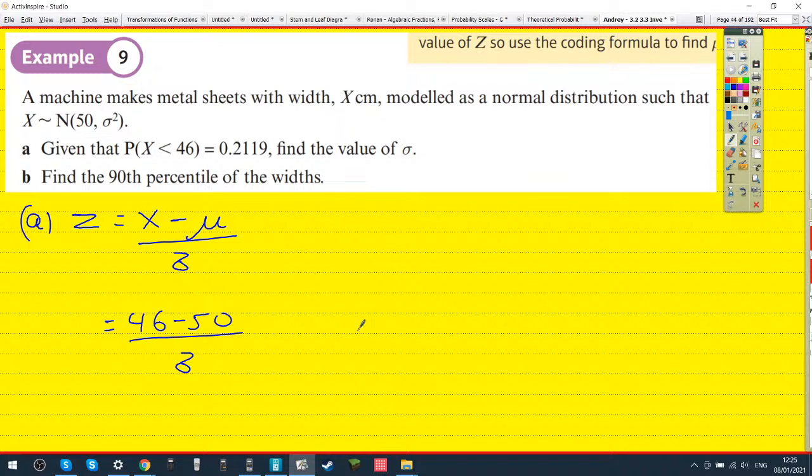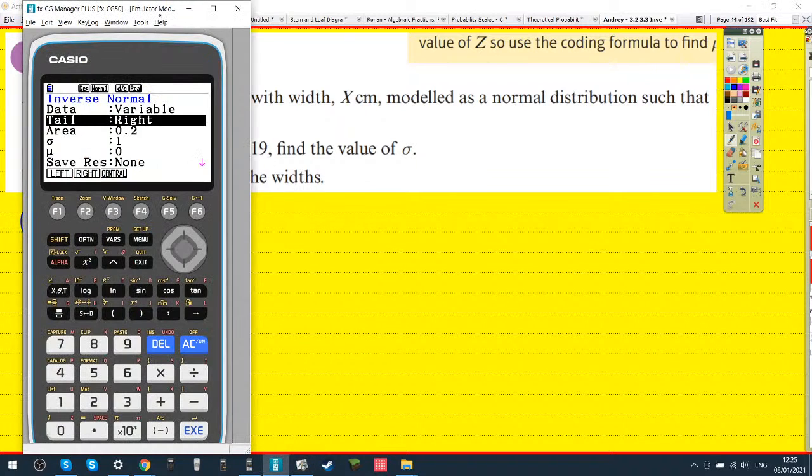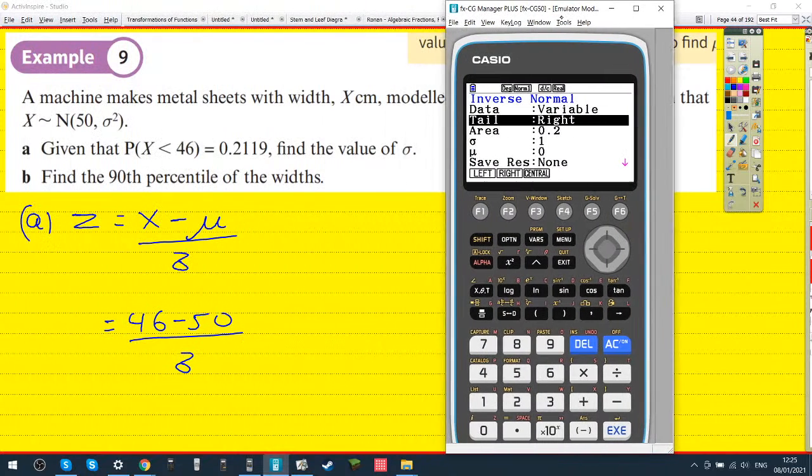So I forgot what we did again to get to the z bit. Inverse normal. So you have to find the inverse normal, which will get you the z that gives you an area of 0.2119. So am I going to put it as left tail because x is smaller than 46? Well done. And area 0.2119.